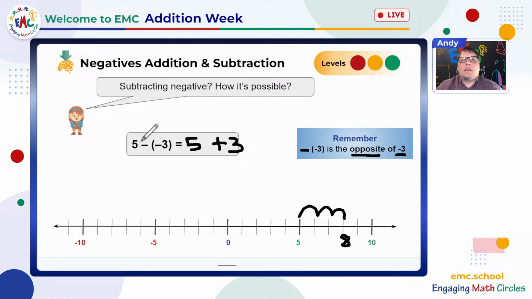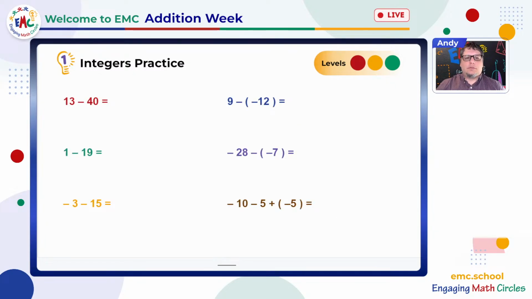Okay, this says go to the left because it's subtraction, and this says no, go the opposite direction. So we're going to go to the right. Okay, let's do some practice. Using some of our techniques that we just showed, we're going to subtract these integers.